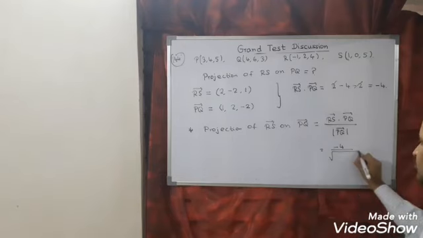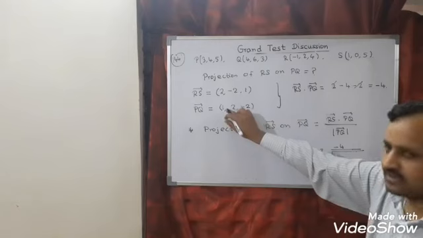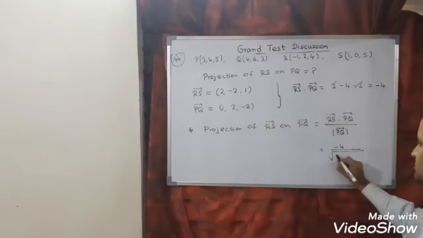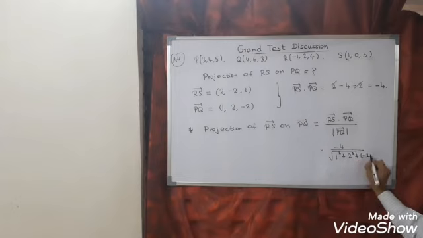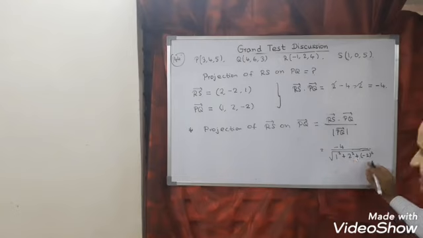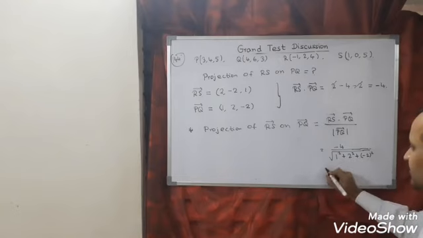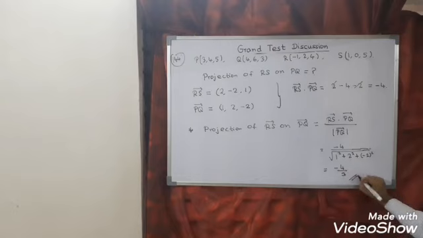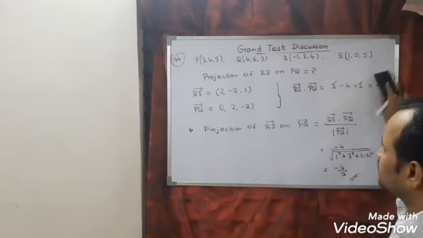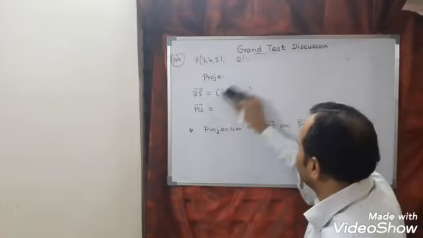So how to find the magnitude of PQ? It is nothing but the square root of the sum of the squares: 1 square plus 2 square plus minus 2 square. So calculate: 1 plus 4 plus 4, square root of 9 is nothing but 3. So the answer of this question is minus 4 by 3. Next question, question number 145.